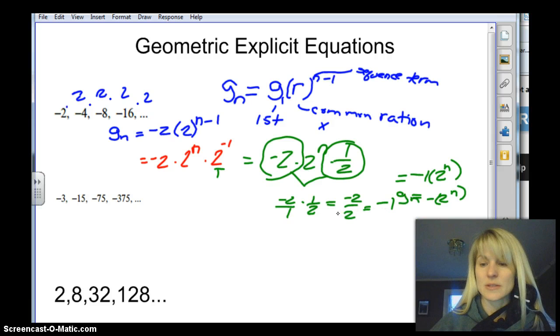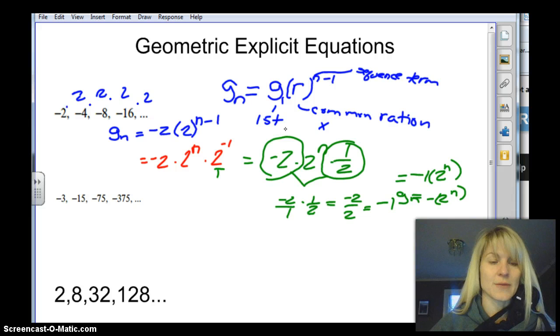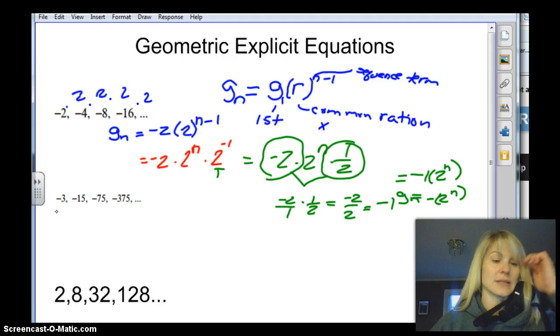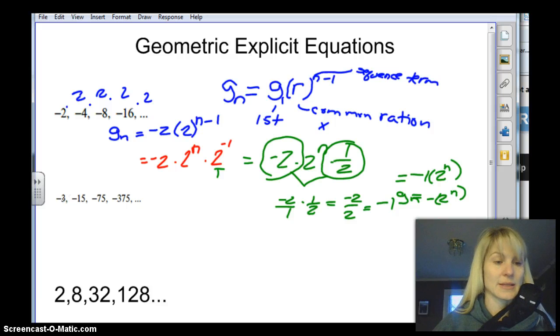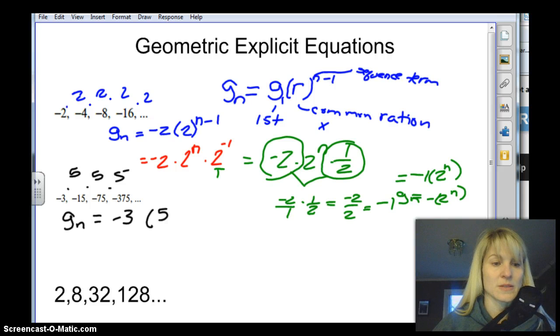Okay, so let's look at another example. I know that was a little tough with those negatives, but really we just flip it, and then we can simplify it. So let's look at this example here. I can see that these are going up by, let's see, if I times that by 5, I get 15. If I times that by 5, I get 75. And if I times this by 5, I get negative 375. So I know I'm just multiplying by 5. Okay, so we're going to go g sub n, and then if we look up here, g sub 1, which is negative 3. My r is 5. And then I have the n minus 1.